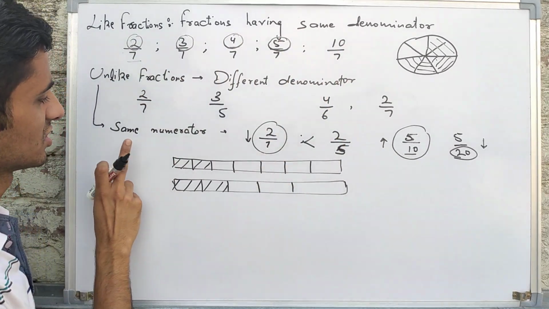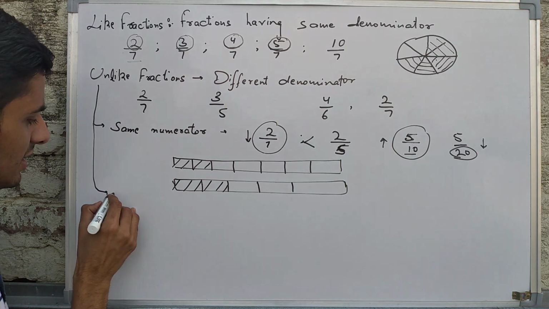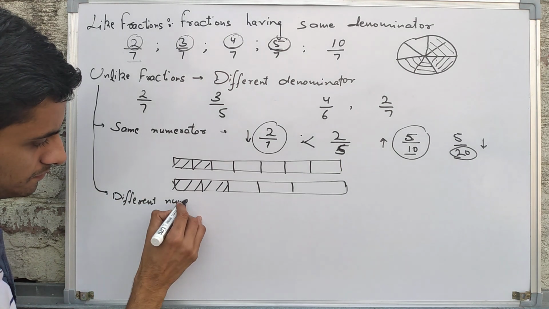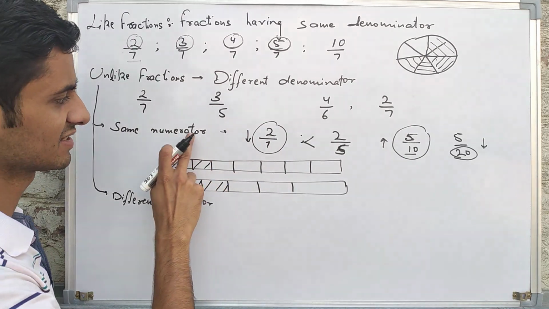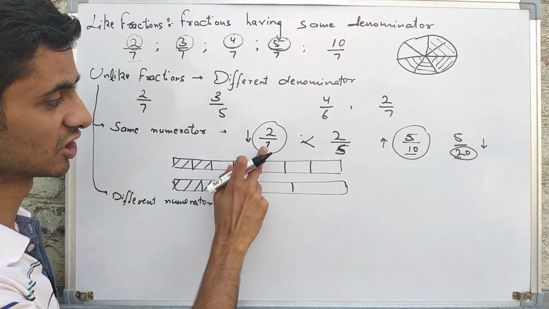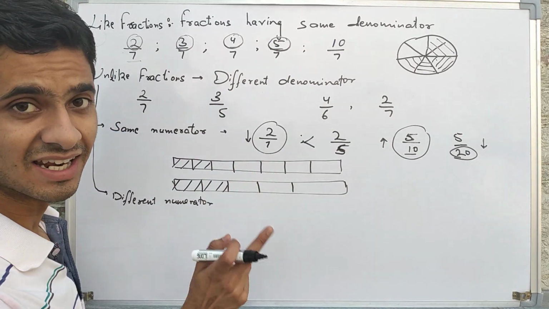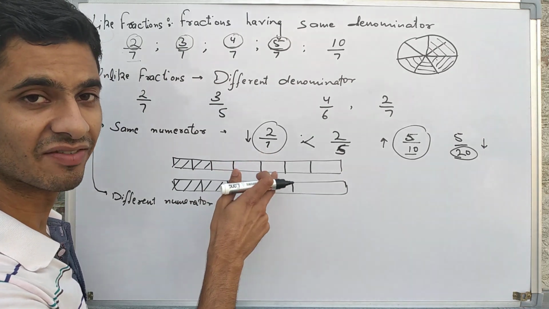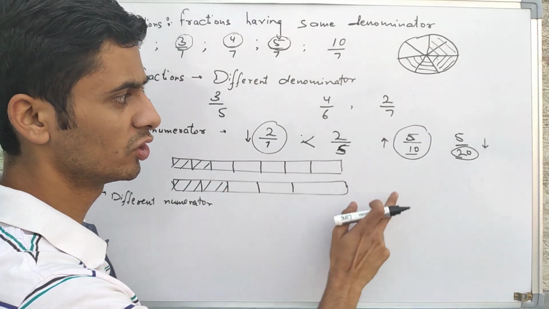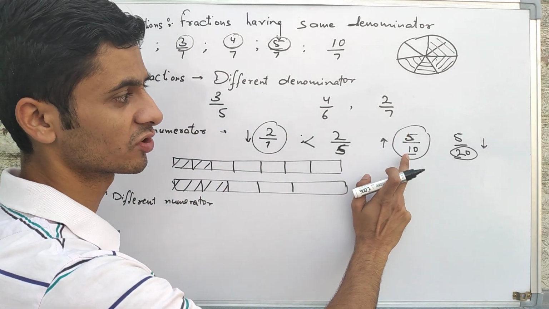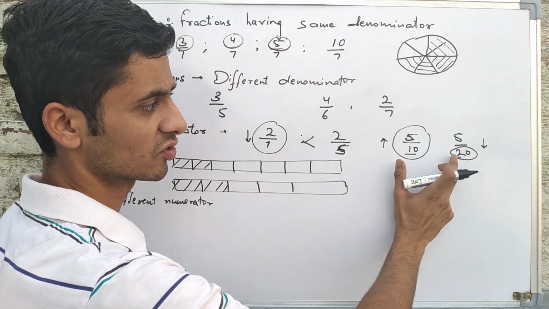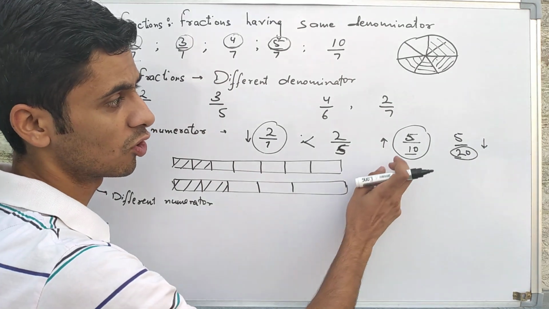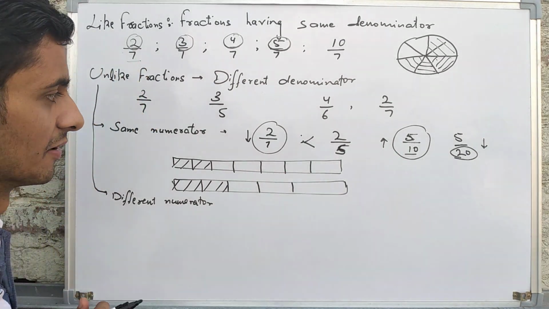For unlike fractions, two cases: same numerator, different numerator. When the numerator is same, in that case, we check denominator. The one having bigger denominator is smaller. One having bigger denominator, that fraction is smaller. Other way around, you can see that one is getting 5 marks out of 10 and another is getting 5 marks out of 20. He is having 50% marks, he is having just 25% marks. So obviously this fraction is bigger.